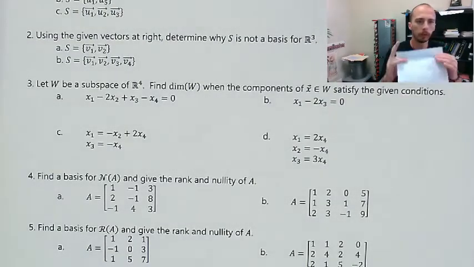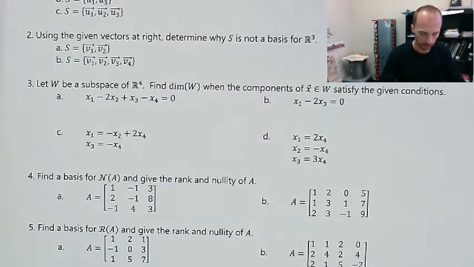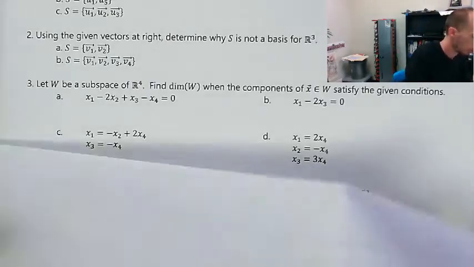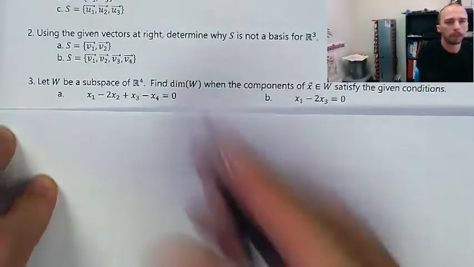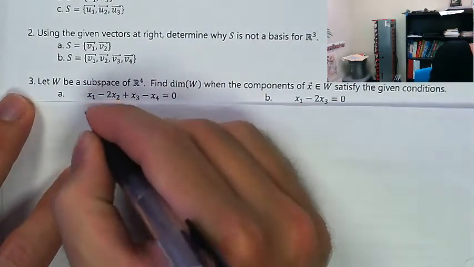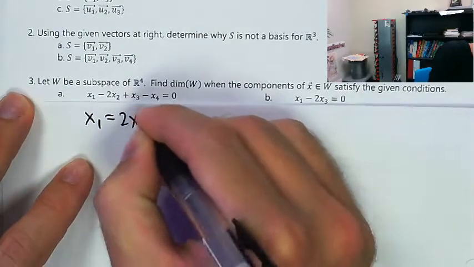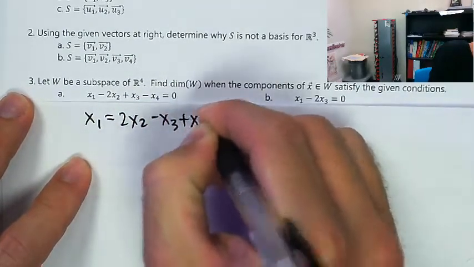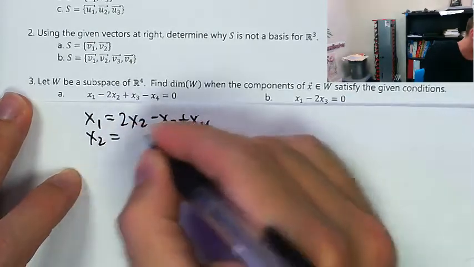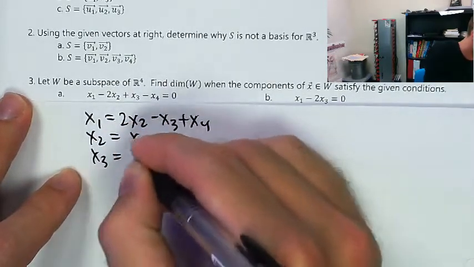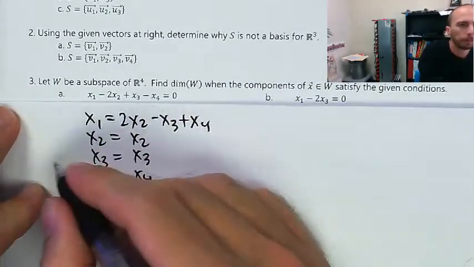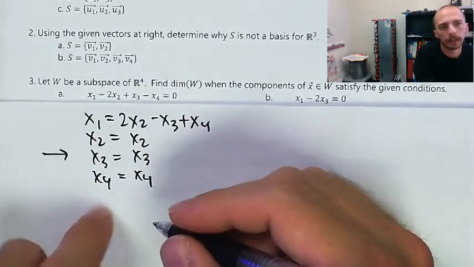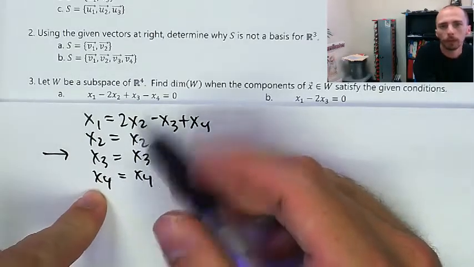All right, find the dimension of W when the components of each vector in W satisfy the given conditions. I'm going to start investigating by solving for x1. x1 equals 2x2 minus x3 plus x4, meaning that x2 can be whatever it wants, x3 can be whatever it wants, and x4 can also be whatever it wants. And that means that I've got 3 independent variables.